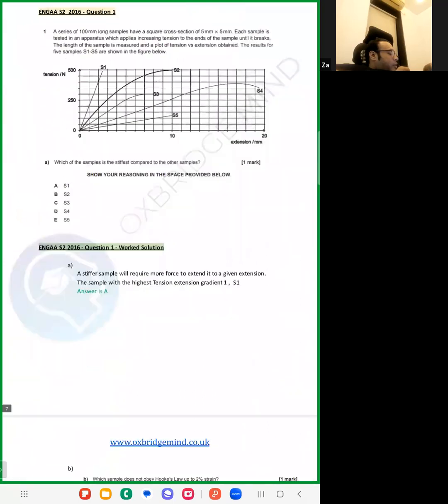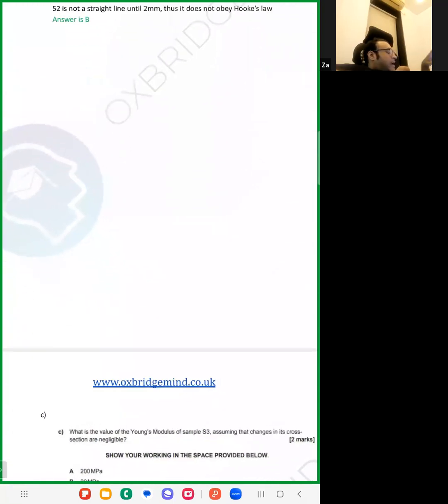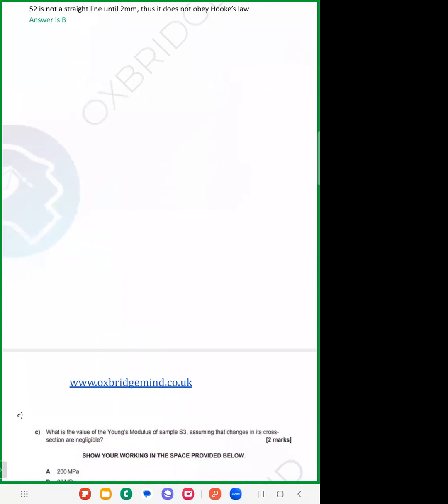What is the value of Young's modulus of sample S3, assuming that changes in its cross-sectional area are negligible? So he's asking Young's modulus for S3. Now let me show you the graph.